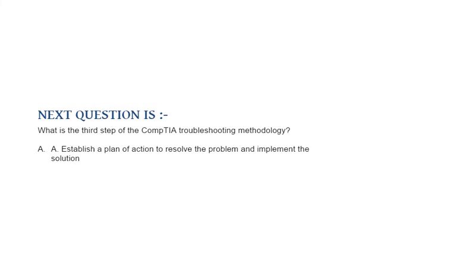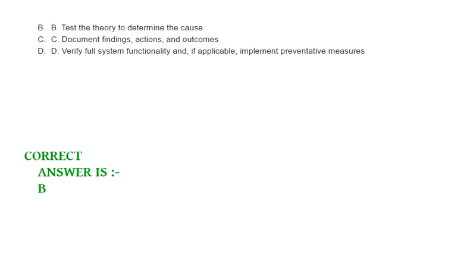Next question is, what is the third step of the CompTIA troubleshooting methodology? Option A. Establish a plan of action to resolve the problem and implement the solution. Option B. Test the theory to determine the cause. Option C. Document findings, actions, and outcomes. Option D. Verify full system functionality and, if applicable, implement preventative measures. Correct answer is option B.